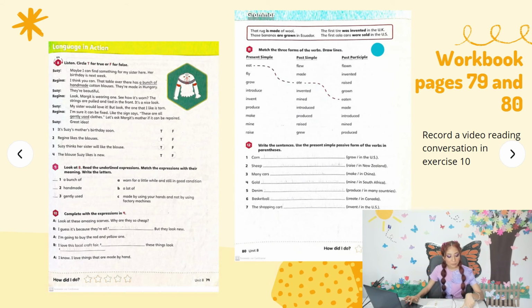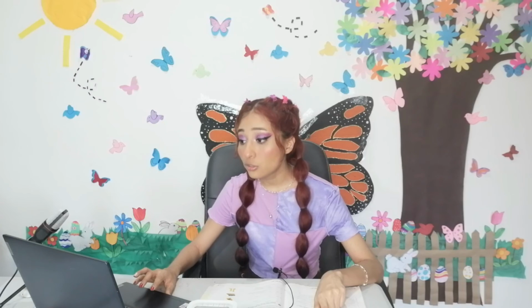Activity 11 says, match the 3 forms of the verbs, draw lines. Es similar a las tablas que te mostré. Present simple, past simple, and past participle. Ya tenemos eat, ate, eaten. Entonces vamos a unir fly, grow, introduce, invent, produce, make, mind, rise.